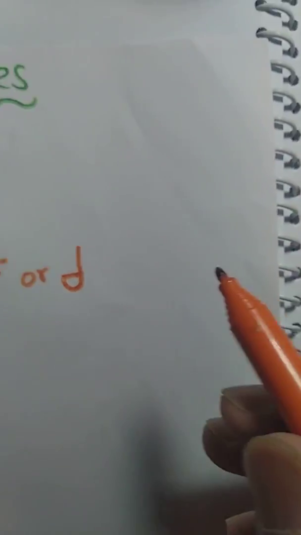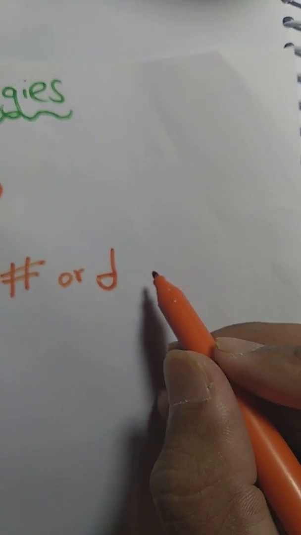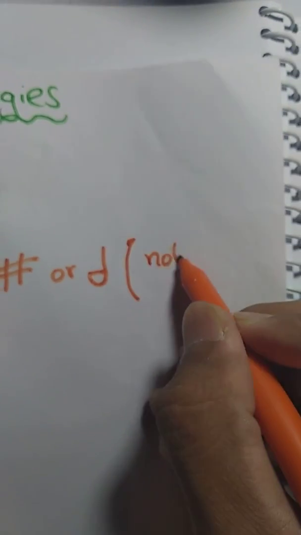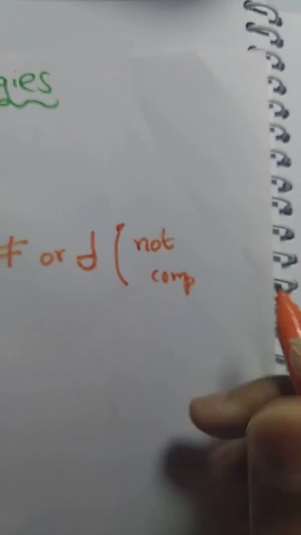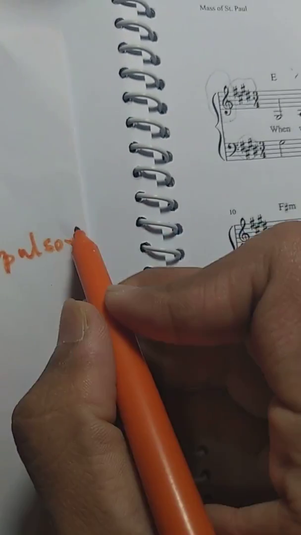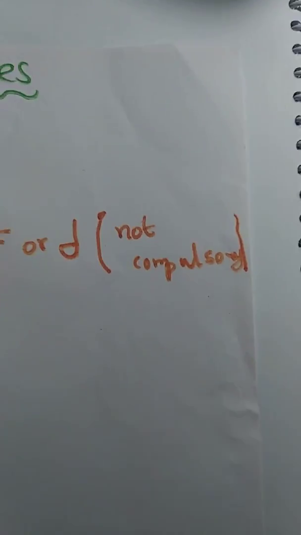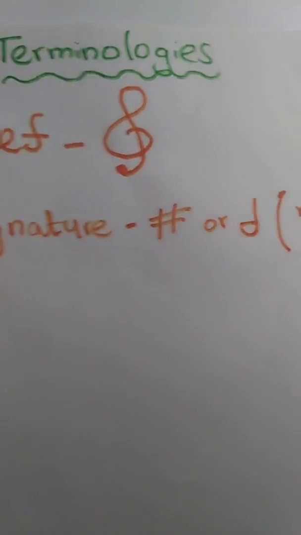There might be times when there will be nothing here. This is not compulsory. It may be there, it might not be there. There are some situations which we'll talk about later in the course.